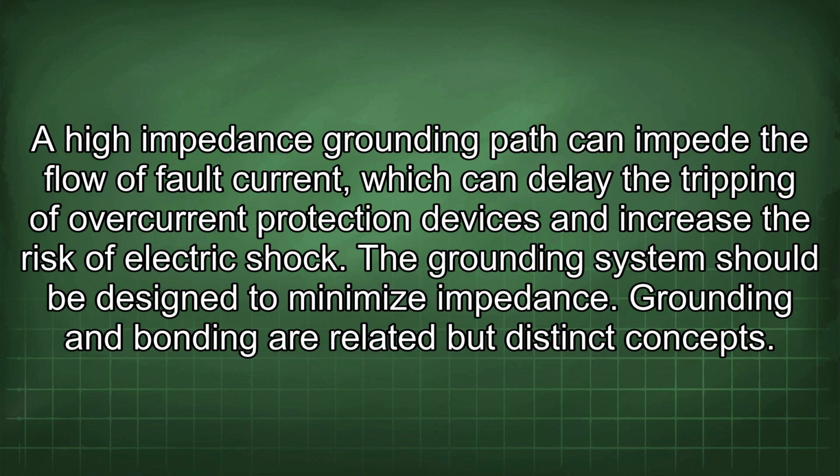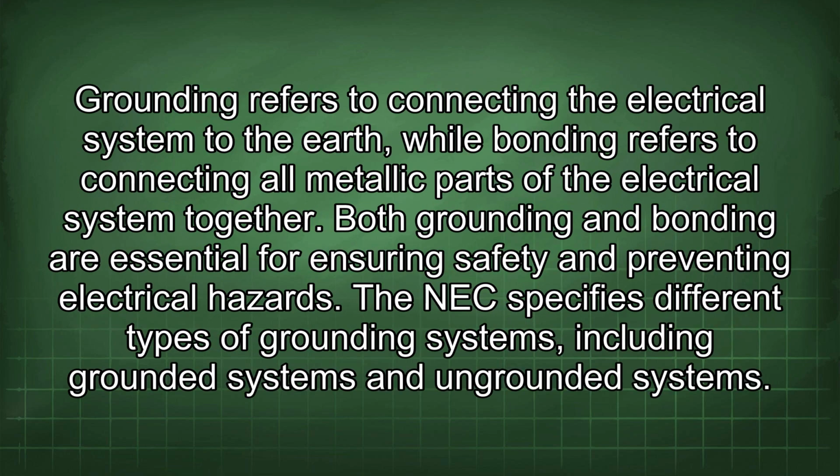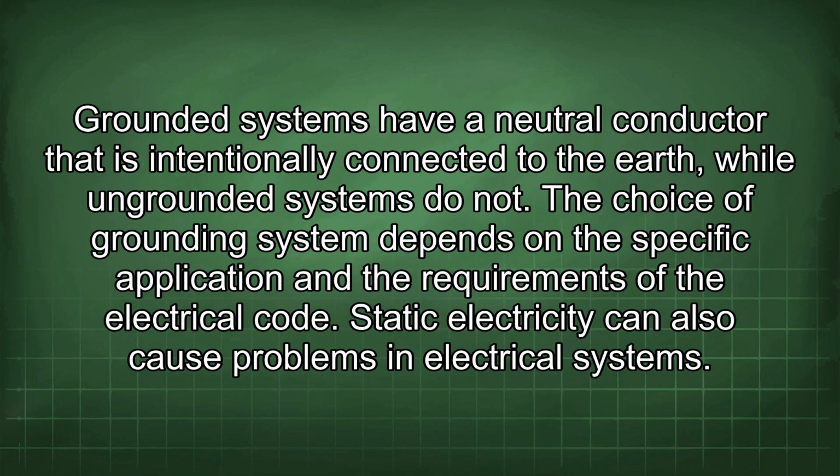Grounding and bonding are related but distinct concepts. Grounding refers to connecting the electrical system to the earth, while bonding refers to connecting all metallic parts of the electrical system together. Both grounding and bonding are essential for ensuring safety and preventing electrical hazards. The NEC specifies different types of grounding systems, including grounded systems and ungrounded systems. Grounded systems have a neutral conductor that is intentionally connected to the earth, while ungrounded systems do not. The choice of grounding system depends on the specific application and the requirements of the electrical code.